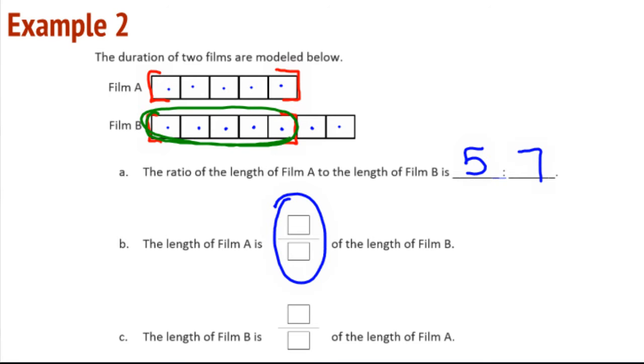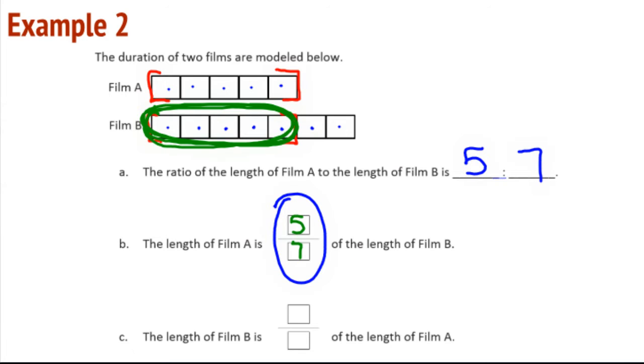So we look at this and we say, okay, we've got a fraction. Film A and film B aren't the same length. Film A is a part of the length of film B. So film A is 5 parts of the 7 that it would take to make film B. So film A is only 5 of the 7 pieces that it would take to make film B.